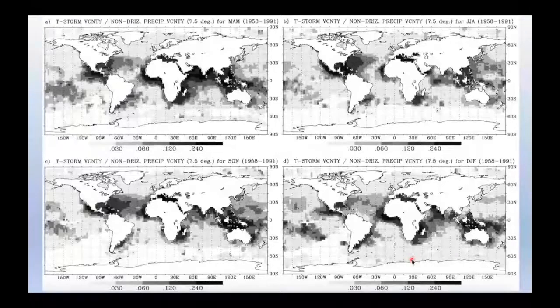This one's interesting because it's looking at the occurrence of unambiguous thunderstorms in the vicinity of the ship as a fraction of all non-drizzle intensity precipitation. I thought this was very striking because it's highlighting zones of high thunderstorm occurrence in ocean regions that are generally not very far away from the continents. And this is true off Africa and off North America and in the Indian Ocean and so on.